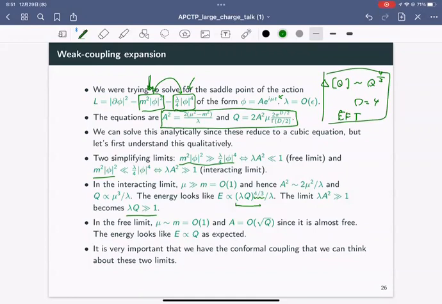In the free limit, mu is of order one, and then A goes like the square root of Q. It's almost a free action, so the energy is proportional to Q, as expected. So it's very important that we have a weak coupling, that these two terms compete, and we can think about these two limits.